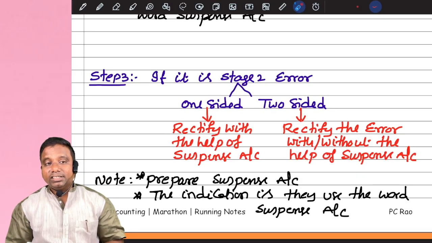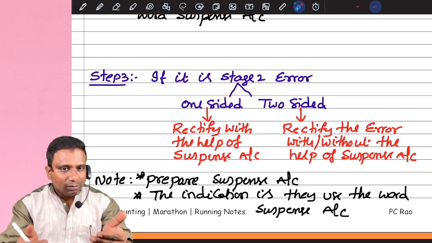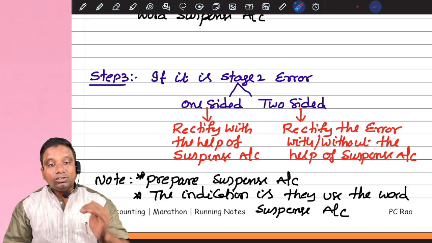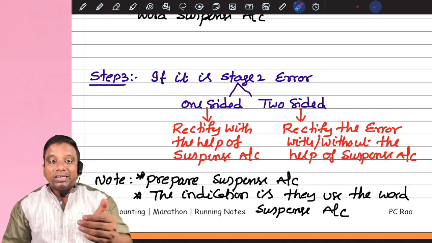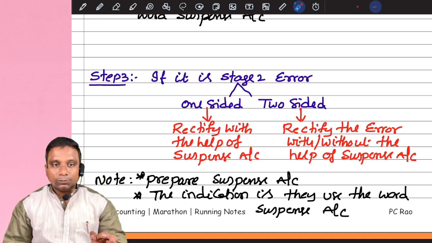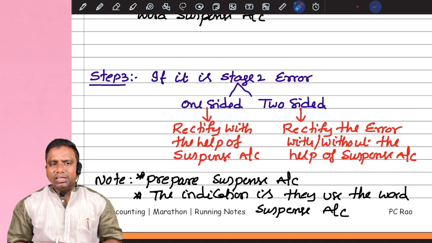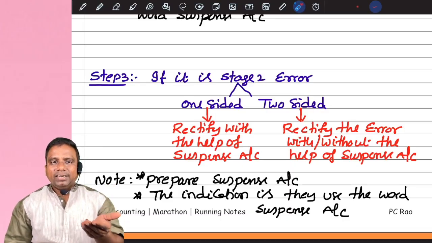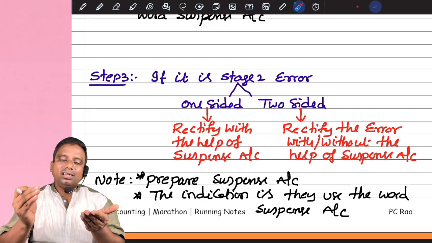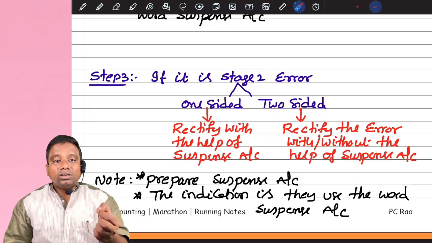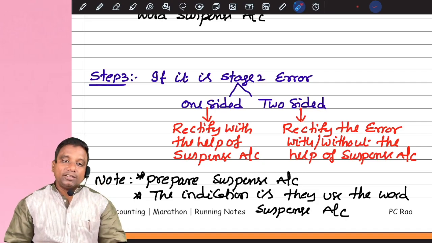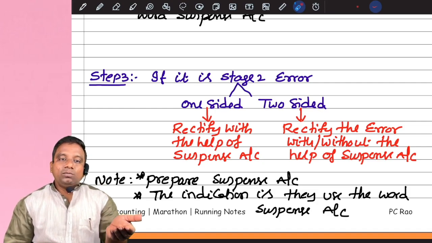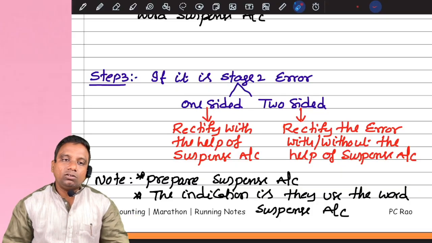Stage 2 rectification means after preparing trial balance but before preparing final accounts. After preparing trial balance, the difference we transfer to the suspense account. Let us take for example, debit side total is more than credit total, then we transfer that excess debit to suspense account. In that case suspense account shows credit balance, because the debit side is more, we transfer the amount to the suspense account credit side.